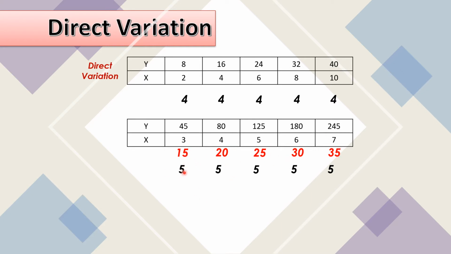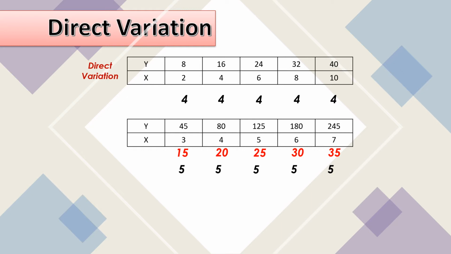So, 15 divide 5, that will give us 3. 20 divide 5, that is 4. 25 divide 5, 5. 30 divide 5, 6. 35 divide 5, 7. So, yun. Kung mapapansin nyo, meron pa rin siyang relationship. Hindi lang siya direct variation.